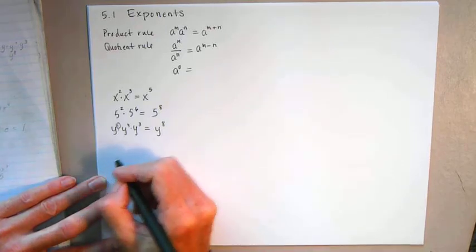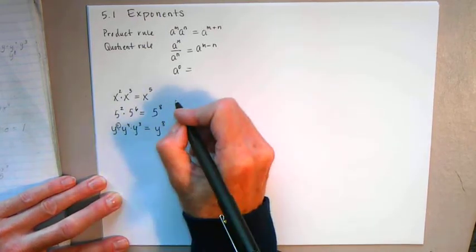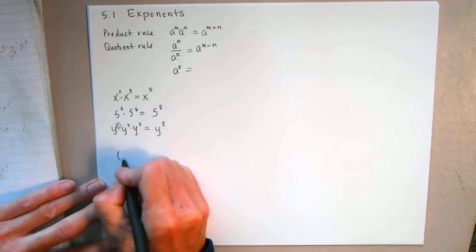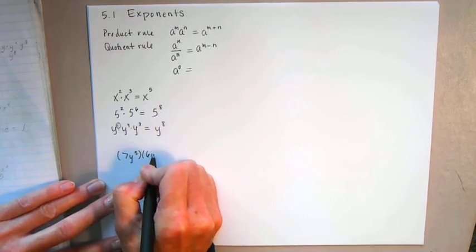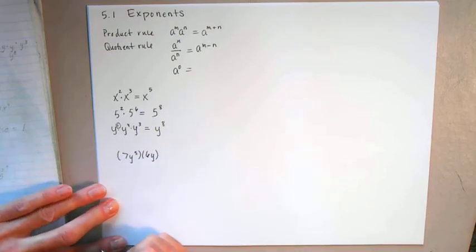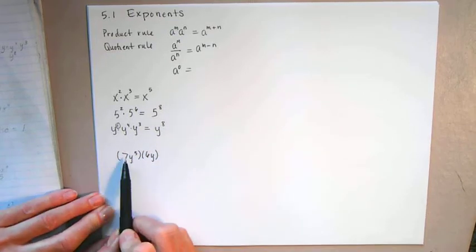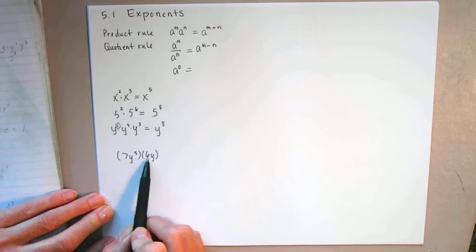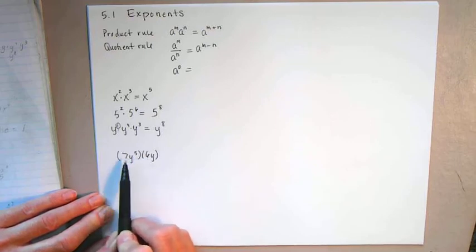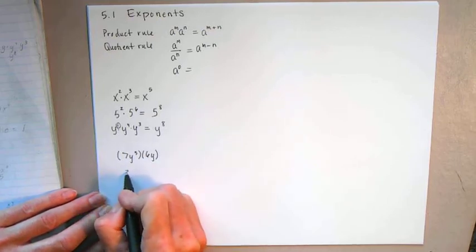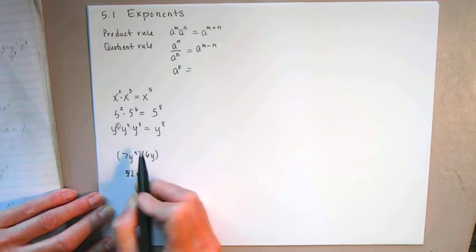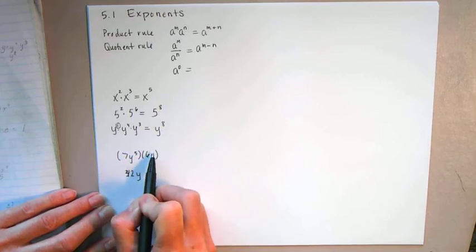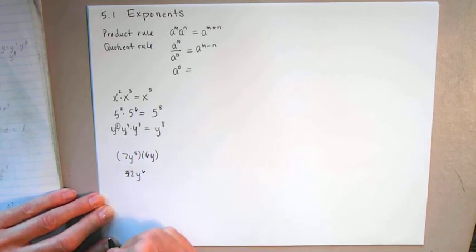Now, to make it just a tinge bit harder, they'll probably go something like this. They'll give you coefficients with exponents times another coefficient with the same exponent. And they want to make sure you can keep your rules straight. So coefficients, you know how to multiply 7 times 6. Don't change that. 7 times 6 is 42. And then I have y to the 5 plus 1. So y to the 6th.